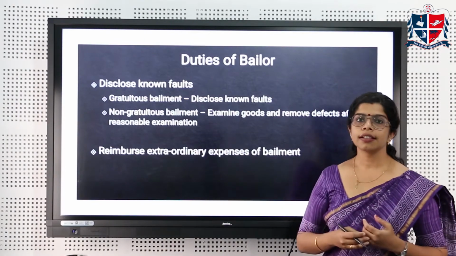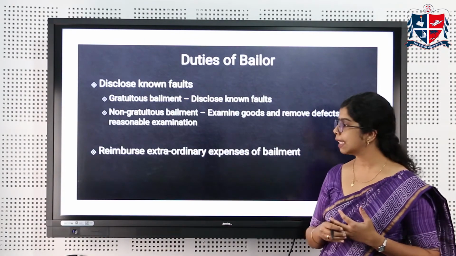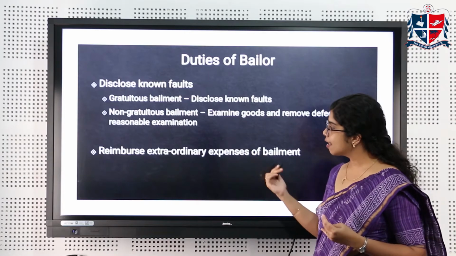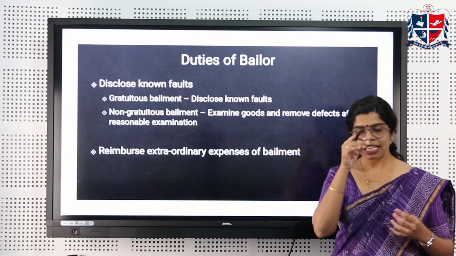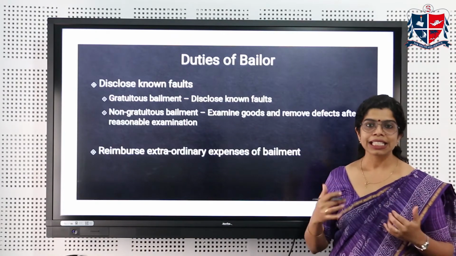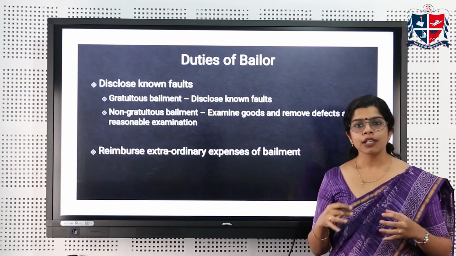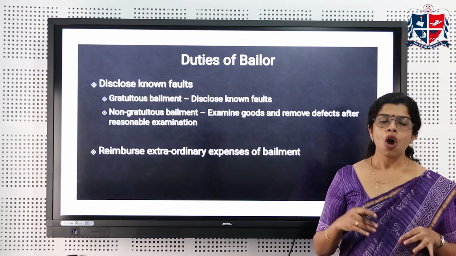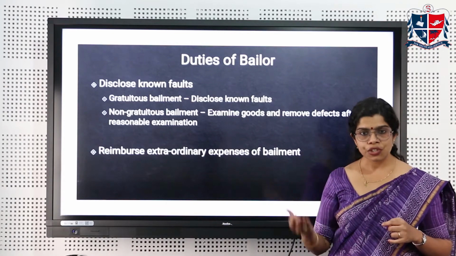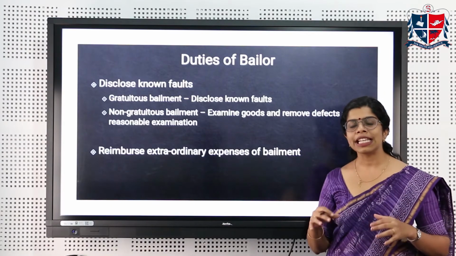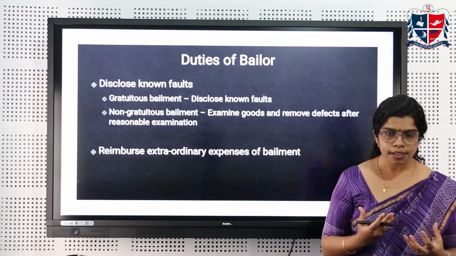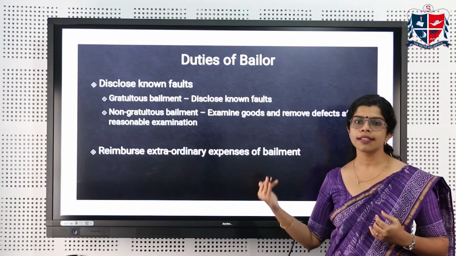Now the next duty of the bailer is to reimburse extraordinary expenses of bailment. So if any additional expenses are incurred by the bailee when the goods are under his possession, all those additional or extraordinary expenses incurred by the bailee in order to maintain the goods have to be reimbursed by the bailer.